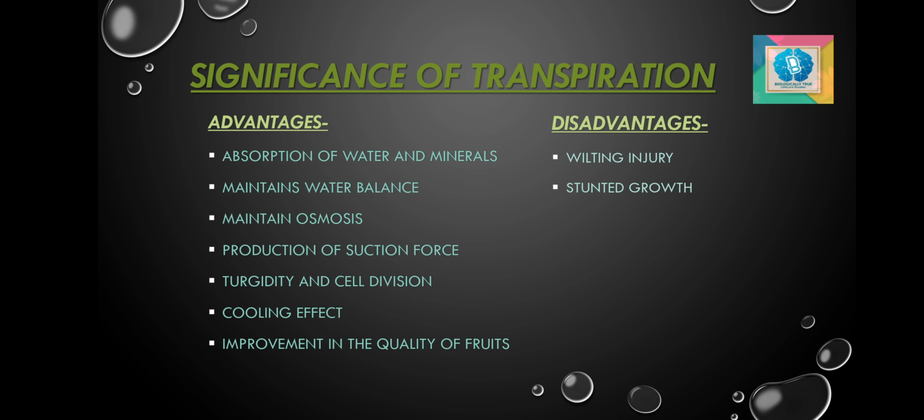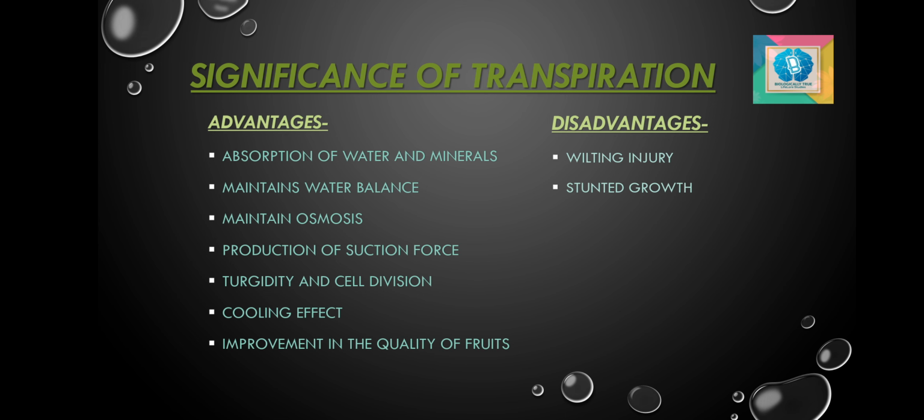First, we are going to discuss the advantages. The first advantage is that transpiration is generally helpful for the conduction of water and nutrients in the plants. Second, it helps to maintain the water balance as there is absorption and elimination. Third, transpiration helps the cells to maintain osmosis, so the cells are rigid. Fourth, due to transpiration, a suction force is produced, which helps in the conduction of water without any break.